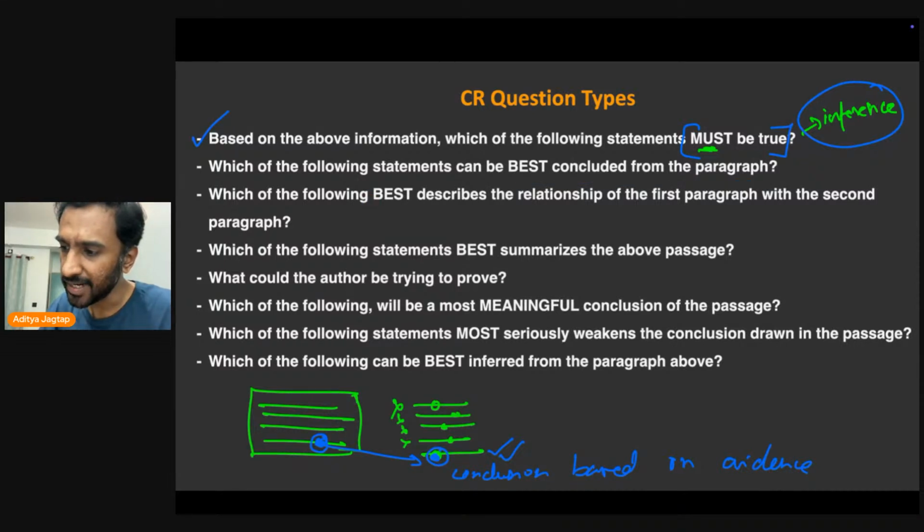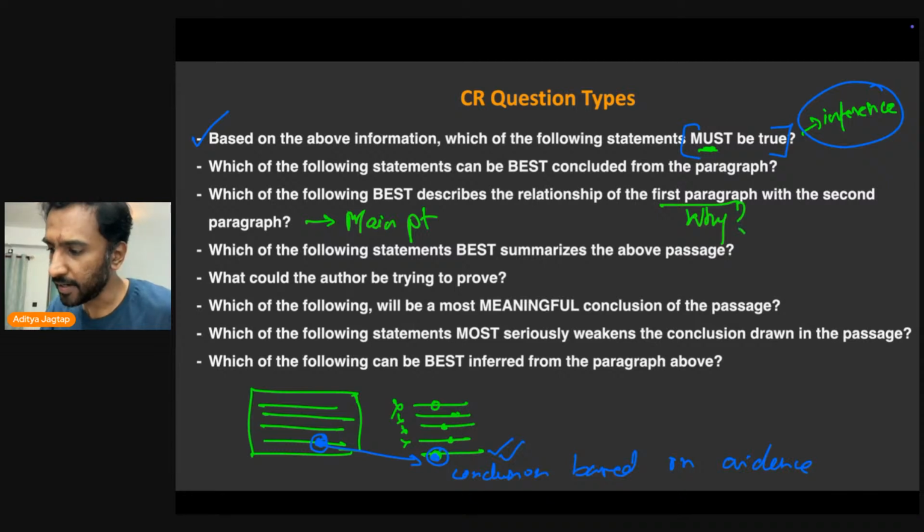Which of the following best describes the relationship of the first paragraph with the second paragraph? The way I see this question type is, this is basically a main point question type. What is the main point of the author? You'll have seen this question many times. The reason why I call this a main point question type is because to know why the first paragraph was asked, you know what role it was playing. In short, this means you know what role it was supposed to play. So you know the point that the author wanted to get across to you.